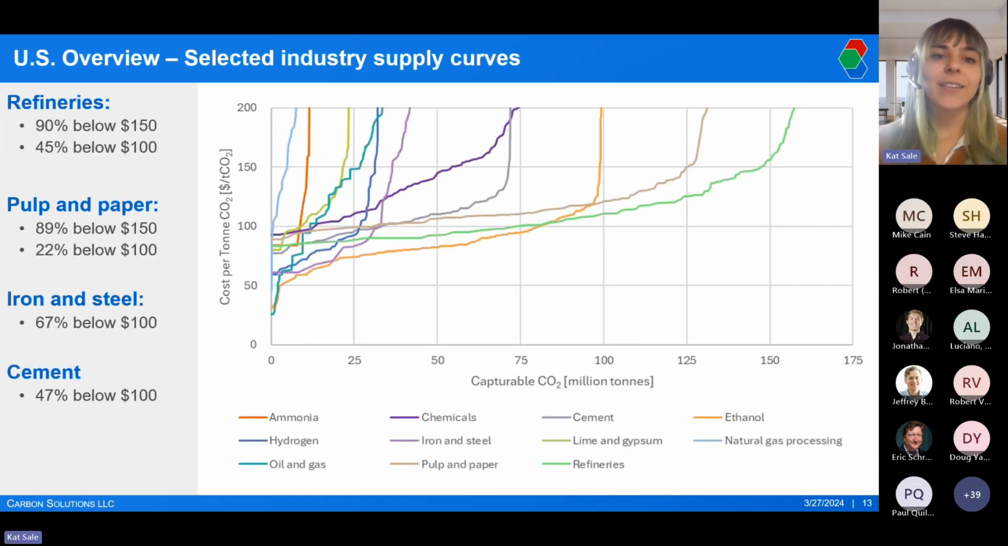So next, let's look at some specific industrial sectors within the US and what their supply curves look like. The primary variation between these different industry curves is determined by the amount of CO2 per stream, so the amount of CO2 that's actually captured by a single capture system, and the average capacity factor estimated for a plant, which determines the size of capture system required.